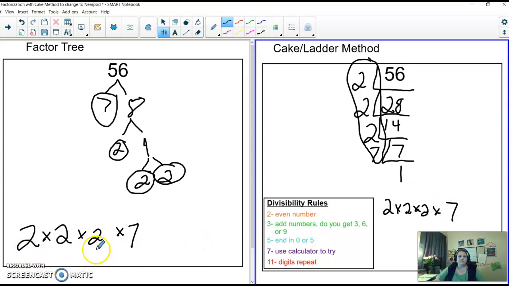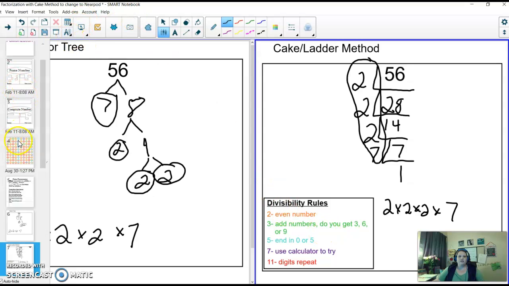So either solving it as a factor tree or solving it using the cake or ladder method, I'm still going to get the same final answer. But I think this way is easier because I don't have to know my multiplication facts. I just have to know my divisibility rules, or I just have to look at my chart.